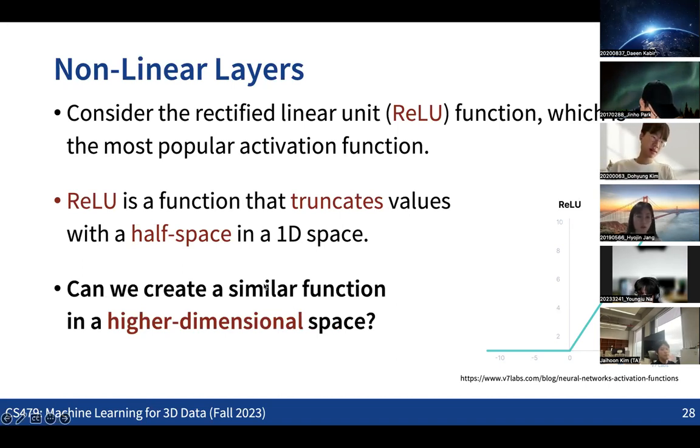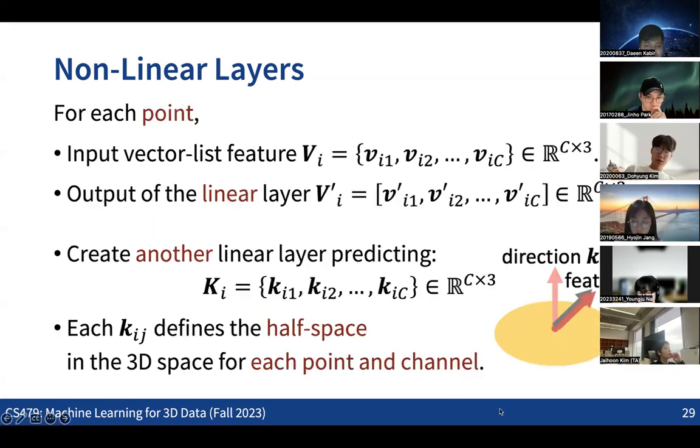And here the question is how we can do the same thing in the higher dimensional space. How can we make a similar function in the higher dimensional space while achieving rotation equivariance? So this is the question here, right? Do you have any ideas for this? How can we achieve this kind of truncation with the half space in the high dimensional space?